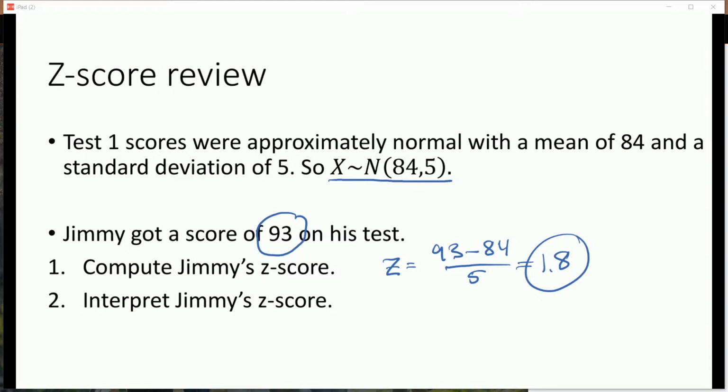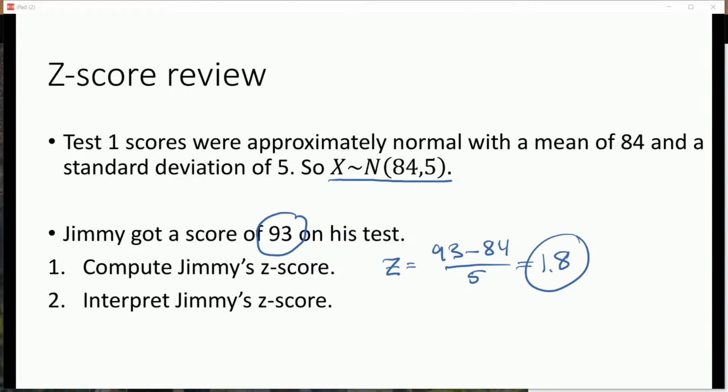Is it unusual to see someone with a 1.8? No, it's not that unusual. You probably have a 1.8 for your height, don't you? Probably. I hope you calculated it. But anyway, yeah, it's not very unusual. You remember that we talked about two standard deviations. The empirical rule says two standard deviations is 95% of everyone. So 1.8, not very unusual.